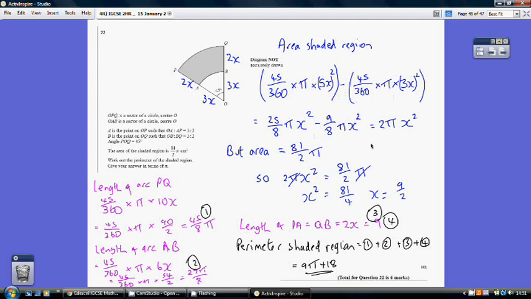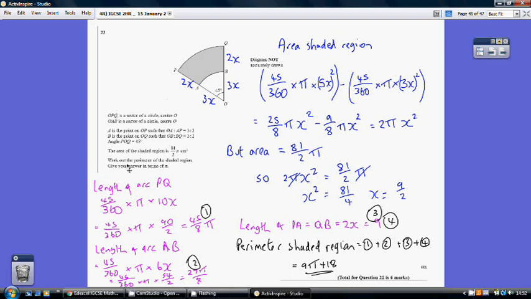So when I subtract this, I get 2 pi x squared. So I know the area of the sector is 2 pi x squared. But the question tells me the area of the shaded region is 81 over 2 pi. So this equals this. So I've set this here. Cancel out the pi's, divide by 2 and square root, and I can see that the length of x is 9 over 2. So I can easily work out all the measurements I need to know now.